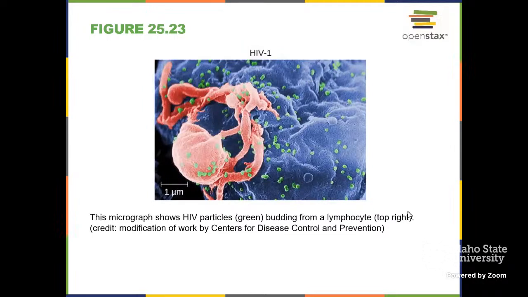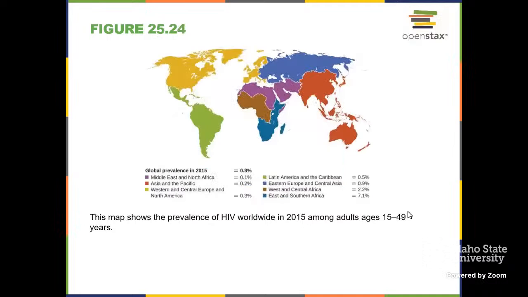All right, HIV. Here we can see some of the virions budding out of a white blood cell, a T cell. So we're seeing part of the cycle of this virus. And this is showing some global prevalence. I'm not going to get into that stuff right now. There are definitely some countries, like East and Southern Africa, where the incidence is really off the charts compared to some other areas where we're at fractions of a percentage.